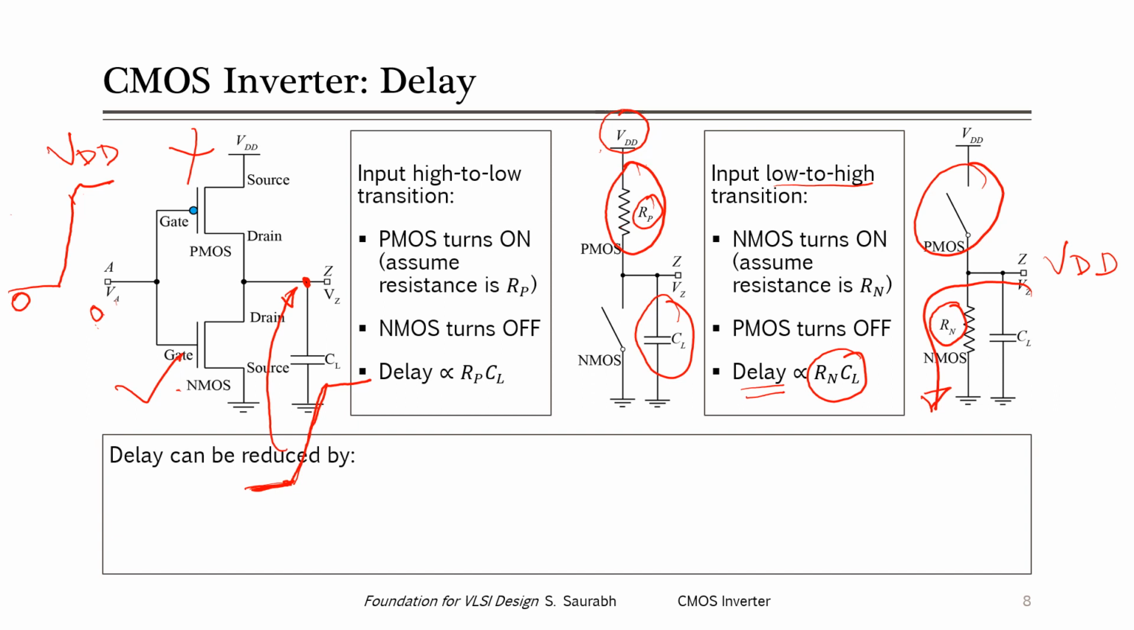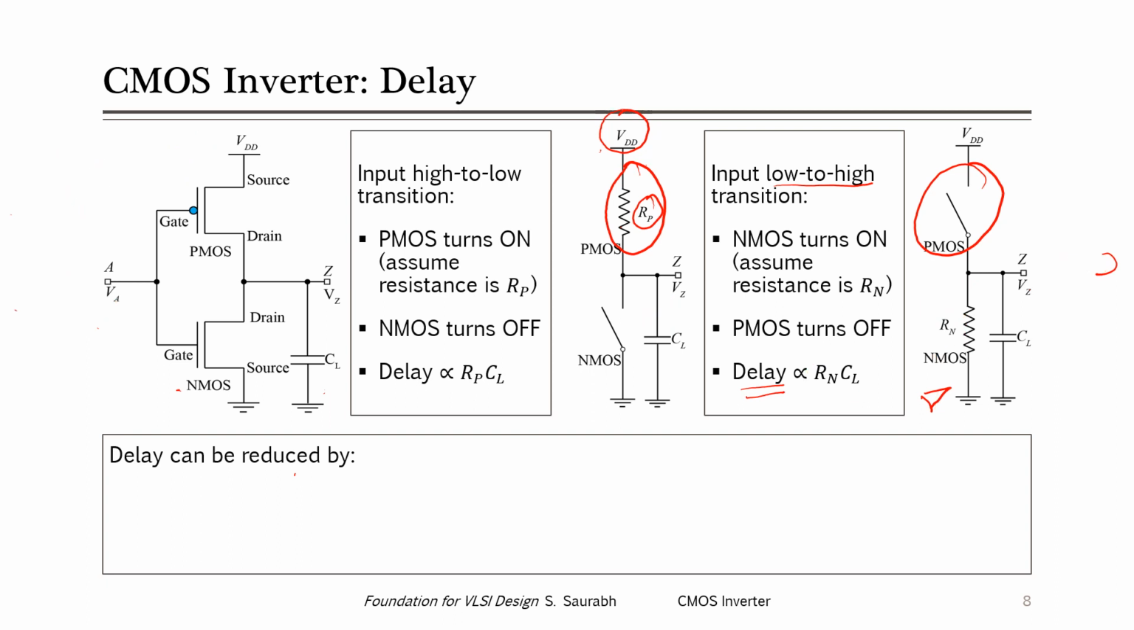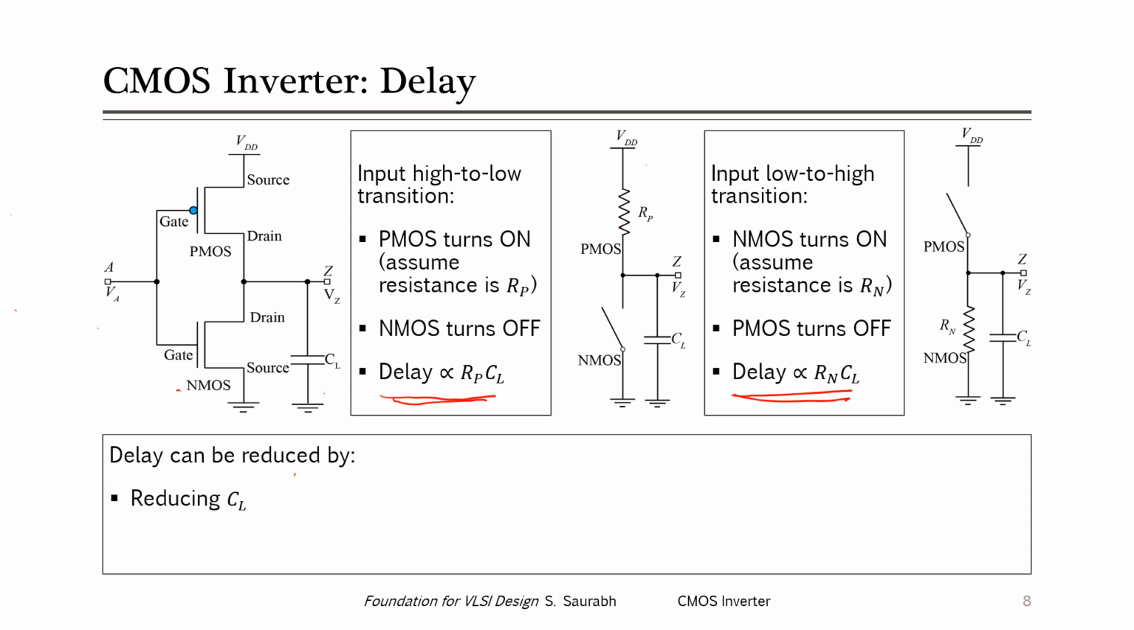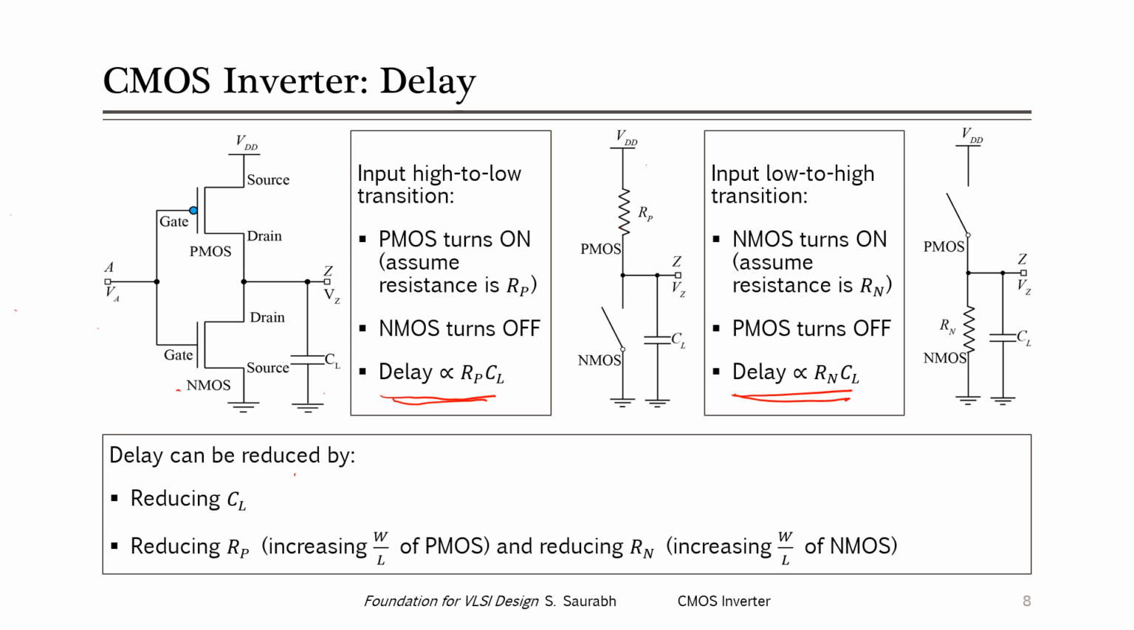Now, if we want to reduce the delay of a circuit, many times we want the delay of our CMOS inverter to be less, right? And to reduce the delay of the circuit, what can we do? We need to reduce these factors. Now, we can reduce the load CL that is being driven by a CMOS inverter. And the second way is to reduce RP and RN.